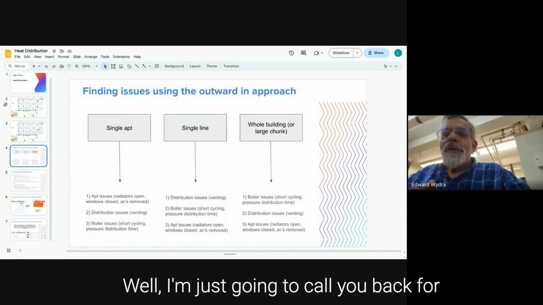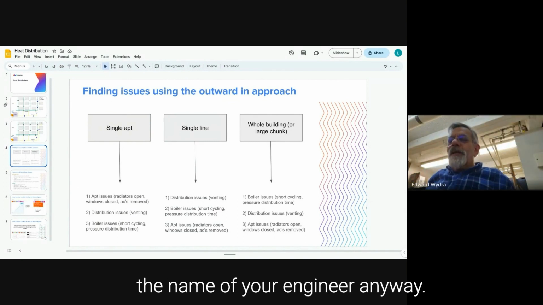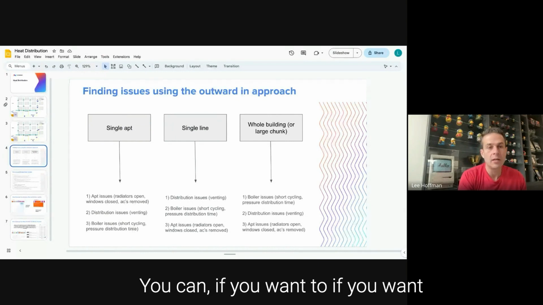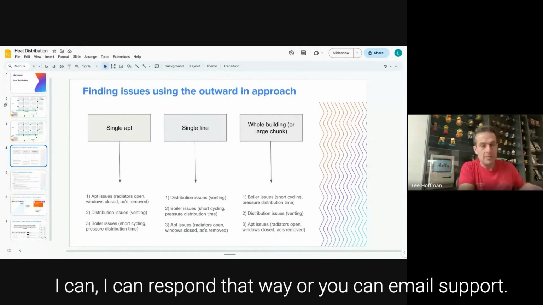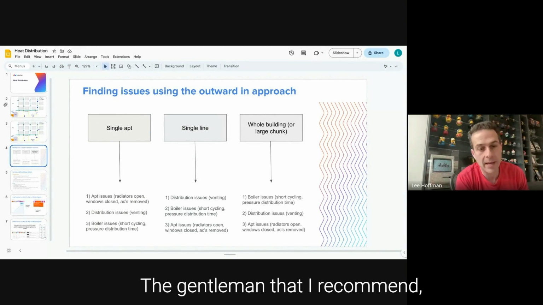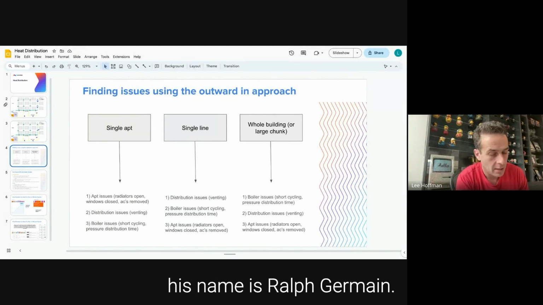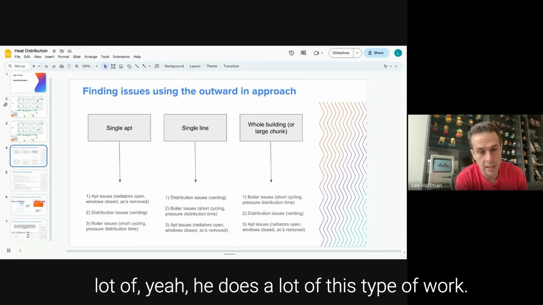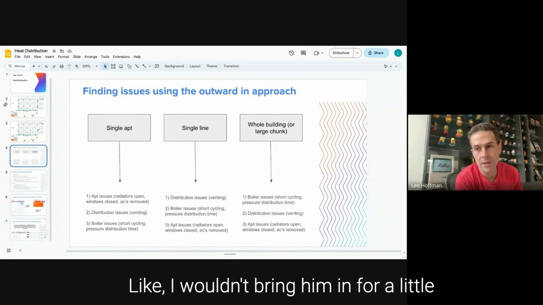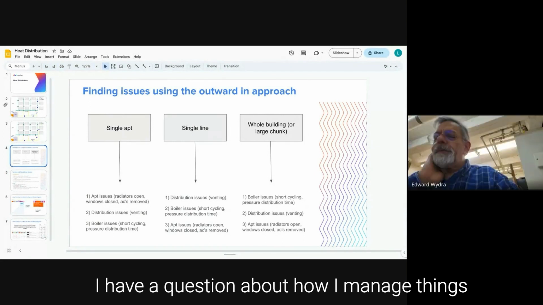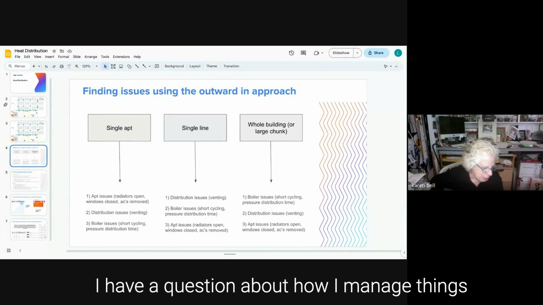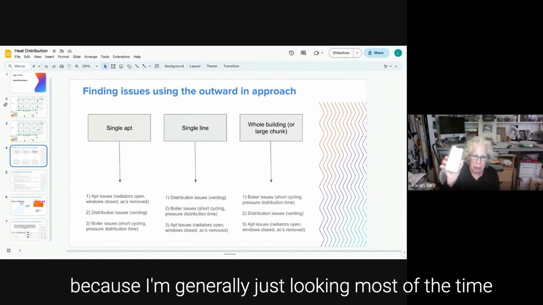Well, I'm just gonna call you back for the name of your engineer anyway. Oh yeah, absolutely. If you want to email me, it's Lee@Runwise. I can respond that way, or you can email support. The gentleman that I recommend is Ralph Germain. He's very honest and does a lot of this type of work. I wouldn't bring him in for little stuff, but if you're really having a problem, he'd be the person I trust.